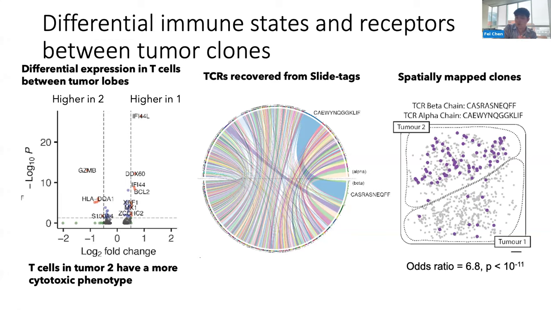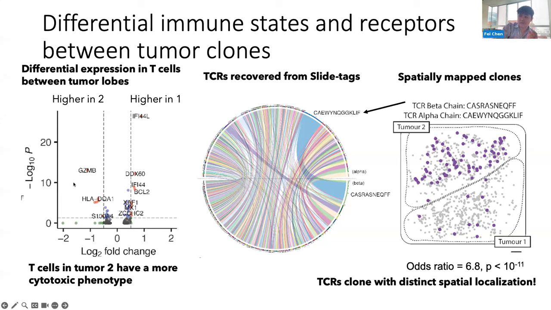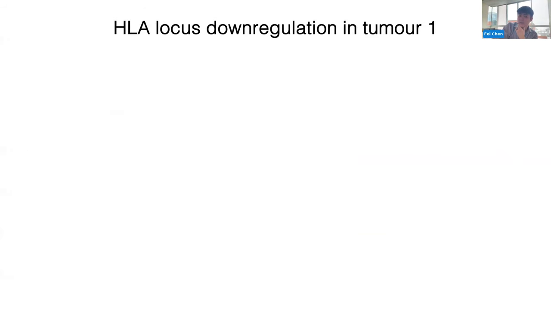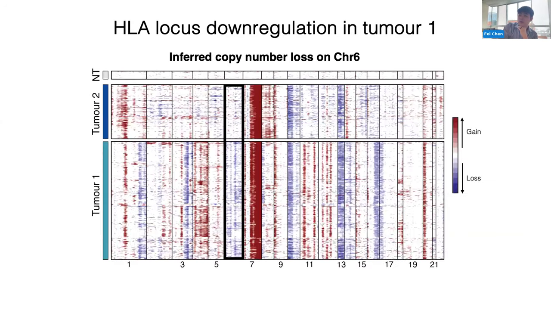And you can see there's a strong enrichment towards one particular spatial localization. So this TCR actually has a strong preference for interacting with one tumor cell population, and it's actually driving this cytotoxic phenotype. We were a little bit curious about why this is the case, and there are maybe two hypotheses. One is this HLA locus downregulation in tumor 1 due to this copy number loss in chromosome 6.